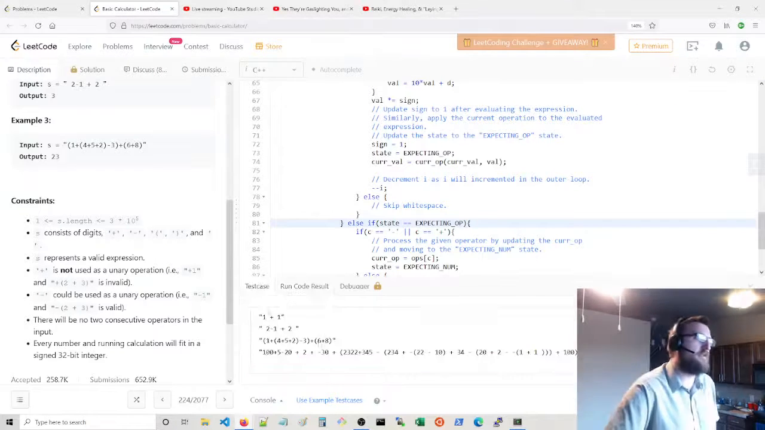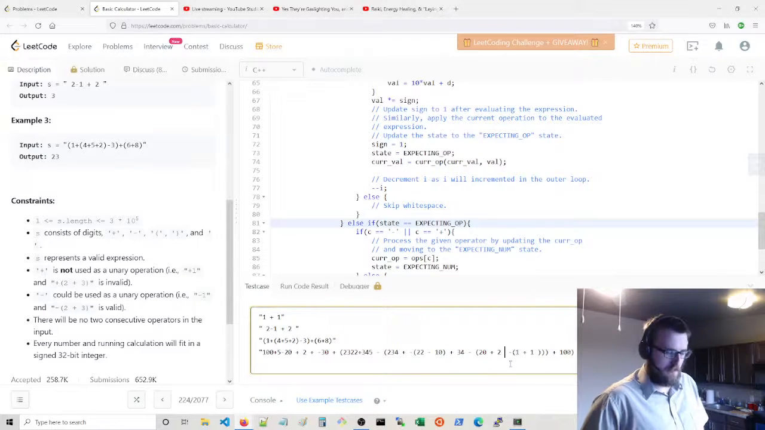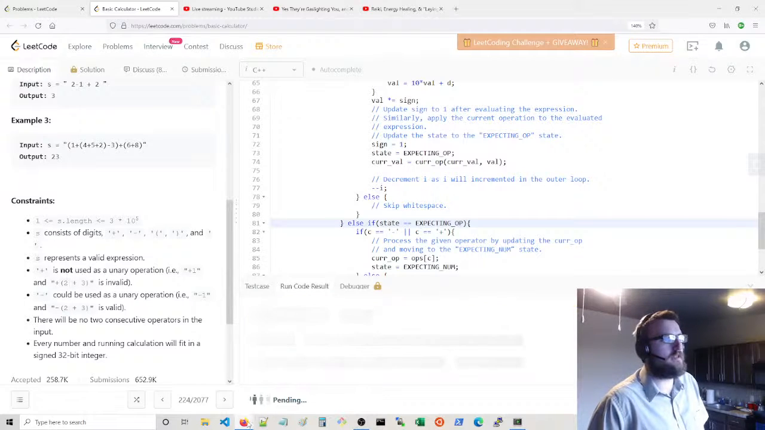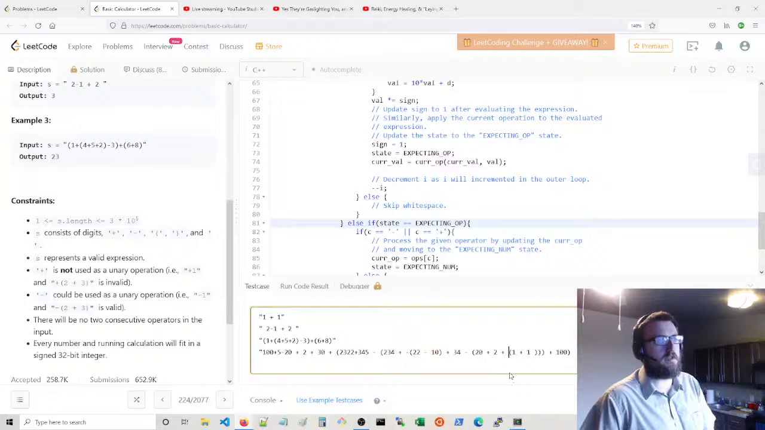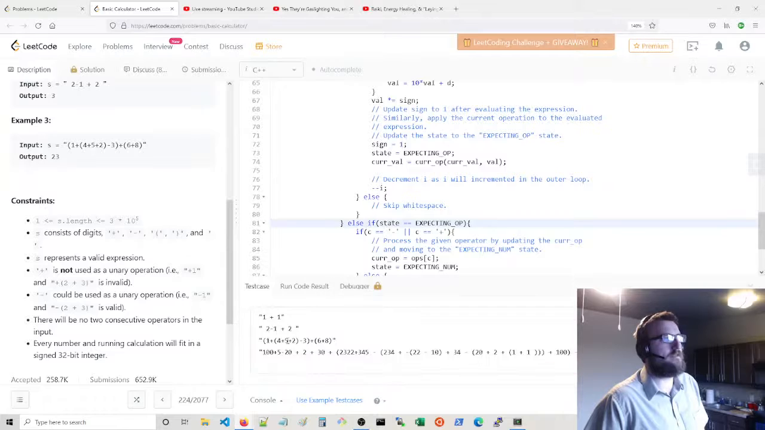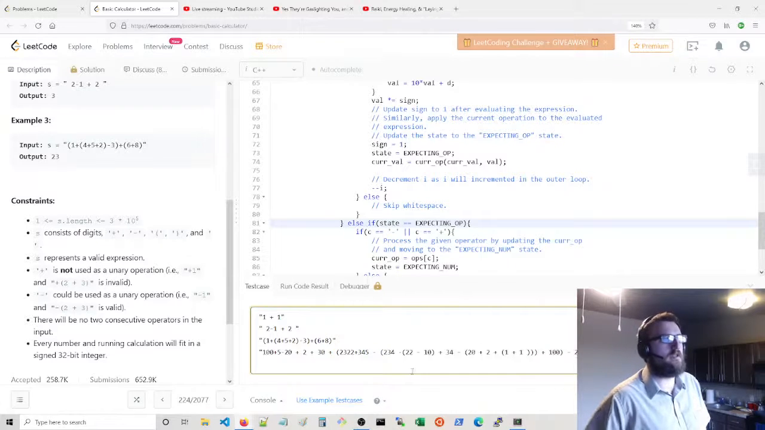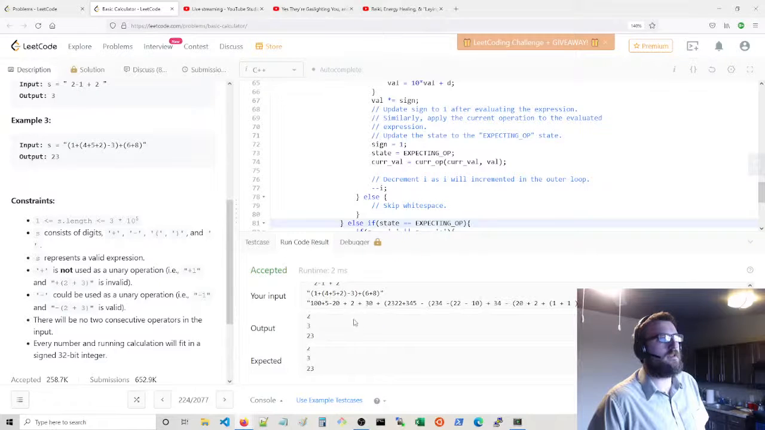Invalid expression. Nice. I think they said they won't have two operators one after another. Is it because of the... okay, what if we just take out the unaries? Oh. Okay. Oh yeah, okay.